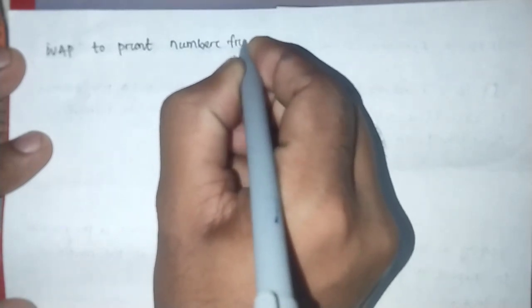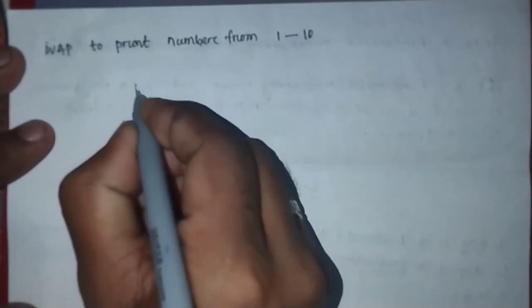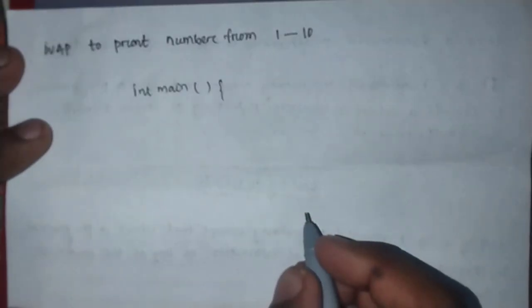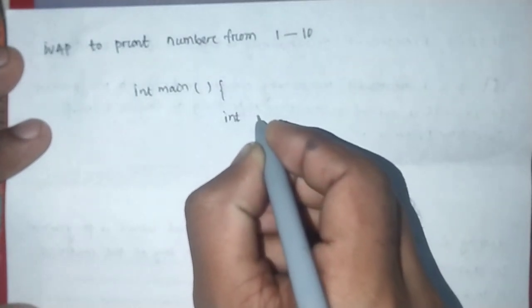Example 1. Write a program to print numbers from 1 to 10. First we will write int main, then declare the variable which you want to iterate in the loop.